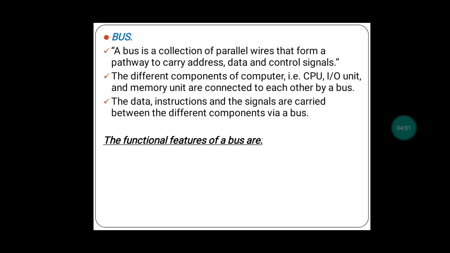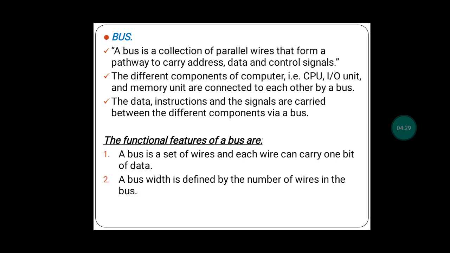Next is the functional features of a bus. Which are the functional features of a bus? A bus is a set of wires, and each wire can carry one bit of data. If this bus consists of 8 parallel wires, then this bus can transfer 8 bits of data. Another feature is that bus width is defined by the number of wires in the bus. As in the example, a bus has 8 lines, means its width is 8 bits, that is 1 byte.